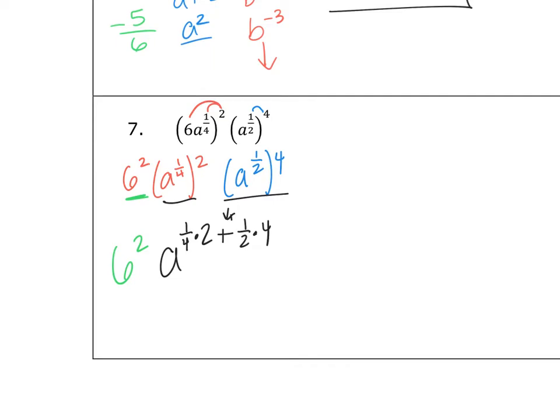So 6 squared is 36. For the a's, I can put that into my calculator exactly like I see it. 1/4 times 2 plus 1/2 times 4. And I get 5 halves. And it's positive, so it will stay on the top.